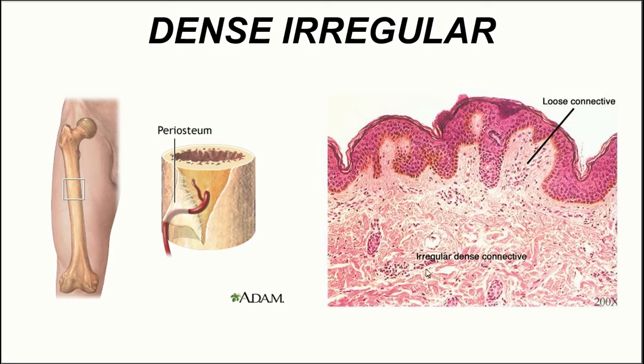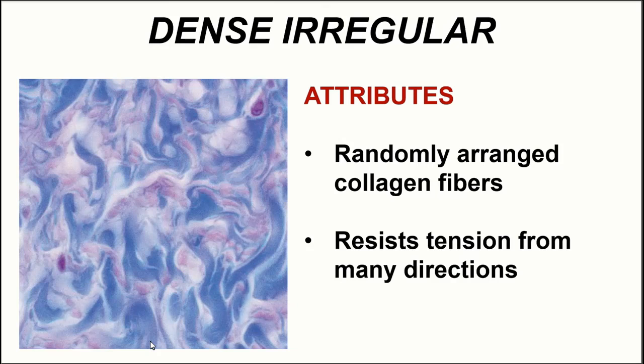We also see a large layer of it. This is just a photomicrograph through the skin. We see this layer here, that's the epidermis. And then the deeper layer of our skin here is called the dermis, and most of that dermis is made up of dense irregular connective tissue here.